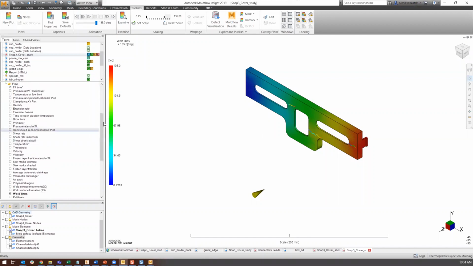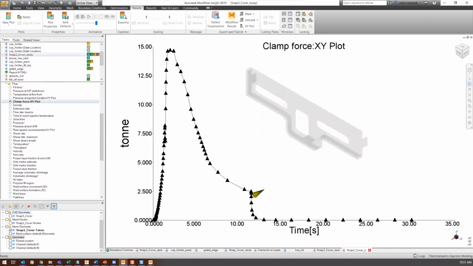And again, depending on what sort of results you want to be looking at, right? You can, for example, if you're looking at the clamp force, you're looking at a plot, and you have several different options available to you. You can actually export these plots and do all kinds of things. But another great XY plot, and a lot of people skip this, is the ram speed recommended XY plot, down like 6 from where you're at.